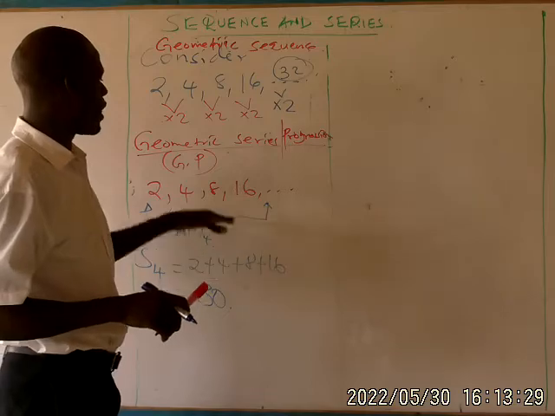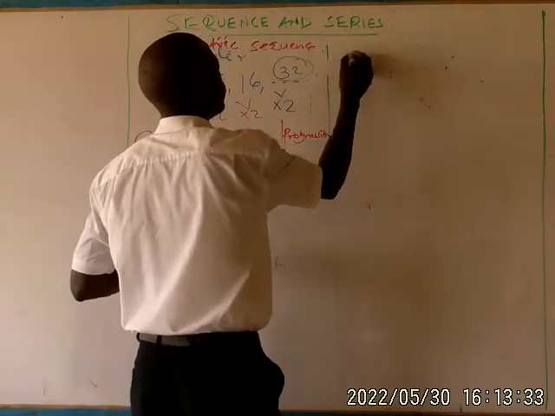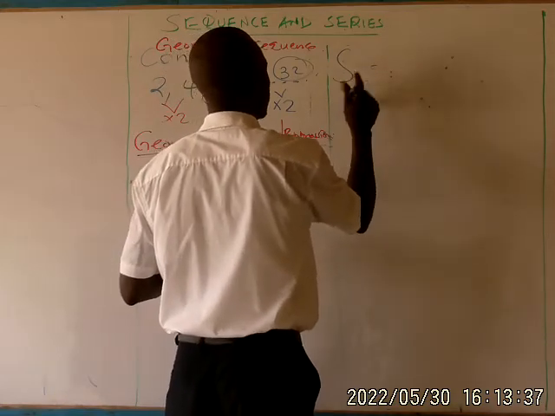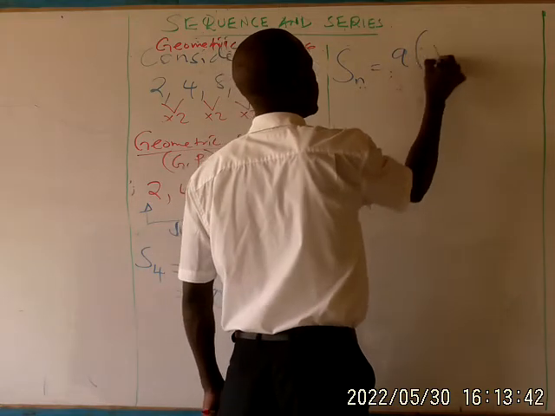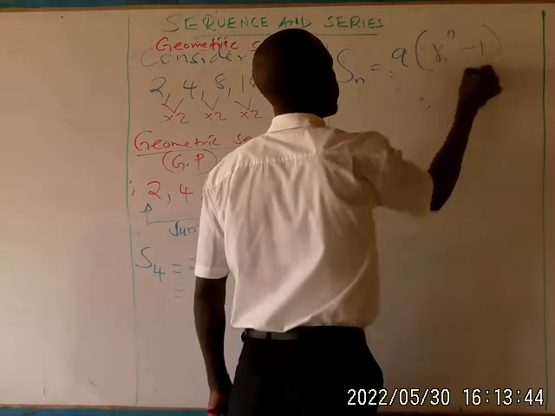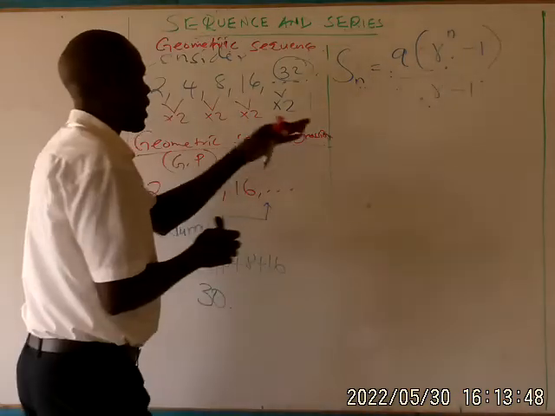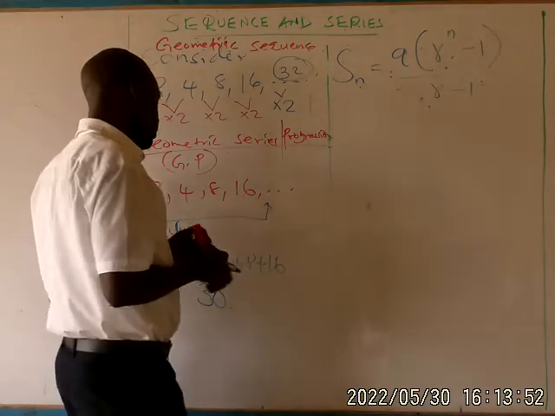Now, instead of adding like that, you can as well use a formula. You use a formula for Sn. Let me write the general formula for that. It is a(r^n minus 1) over r minus 1. Let us apply that formula and see whether it's giving us the same answer as this one.